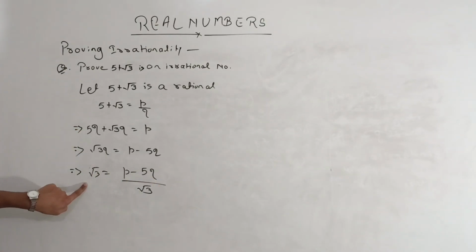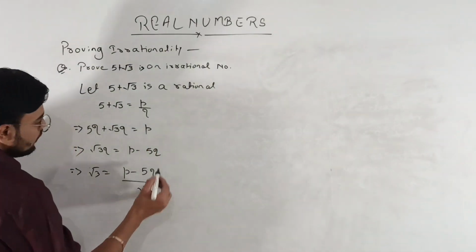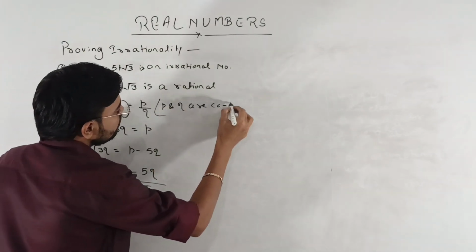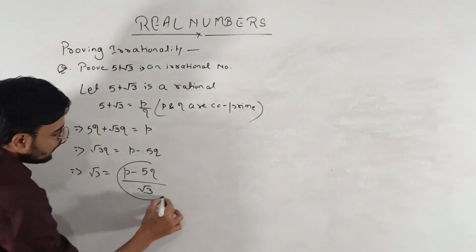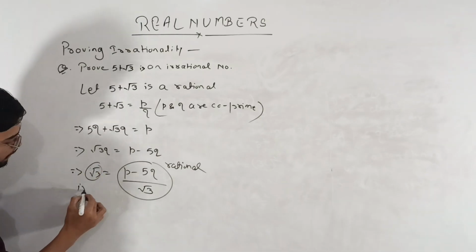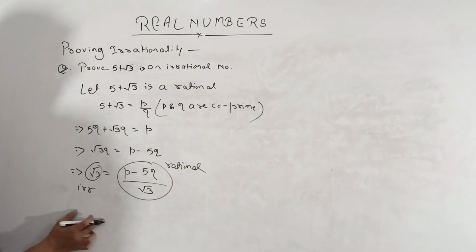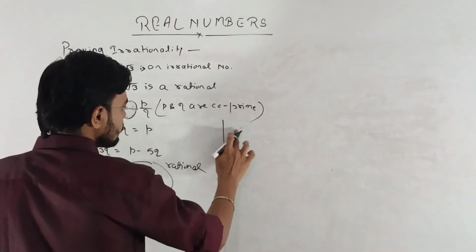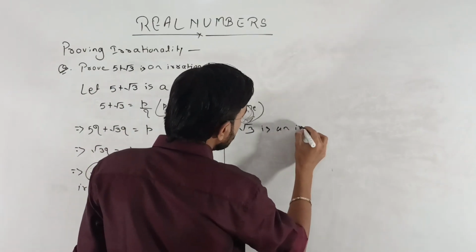Now look, root 3 is an irrational number. And this is rational. P by q is rational, where p and q are co-prime. This one is rational, and this root 3 is an irrational number. This can't be possible. Irrational is equal to rational. This can't be possible. So therefore root 3 is an irrational.